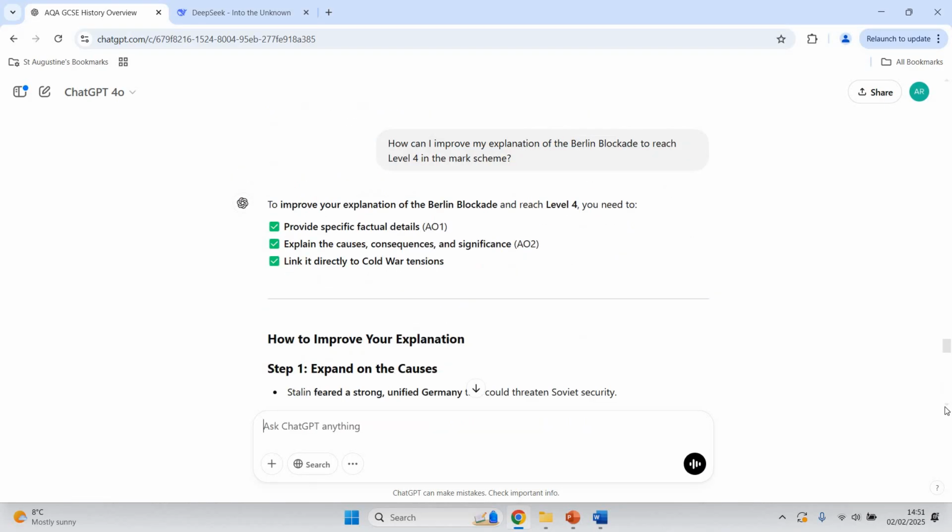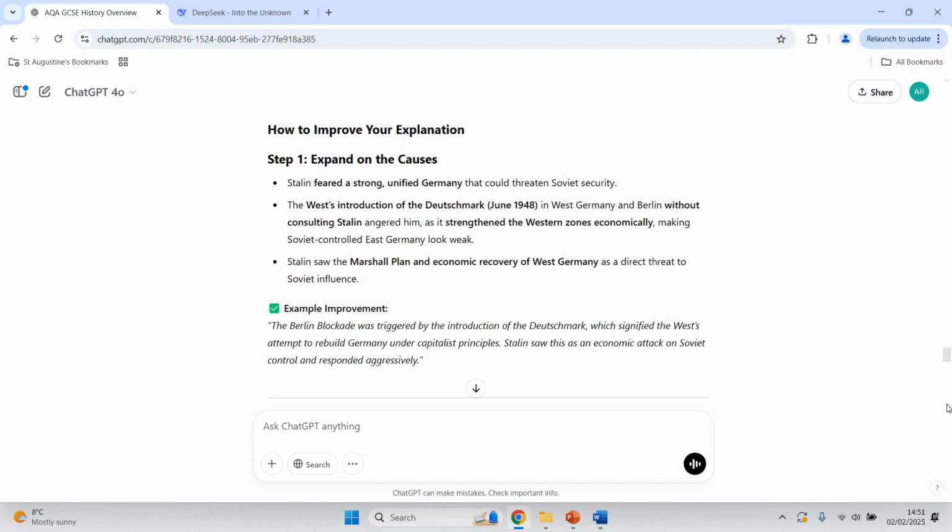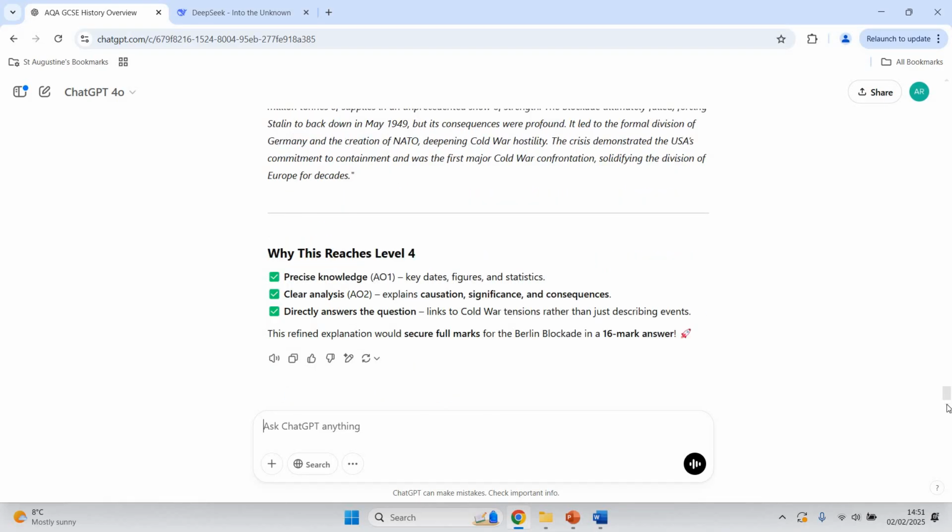We can see that it's given us 3 steps that would be helpful: to provide specific factual details, to explain the causes, consequences, and significance, and to link it directly to Cold War tensions. It goes through each of the 3 steps in more detail and provides examples and a clear explanation for why this reaches level 4. In this way, we can see how we can use AI as a learning tool to really accelerate our progress and not to do the work for us.